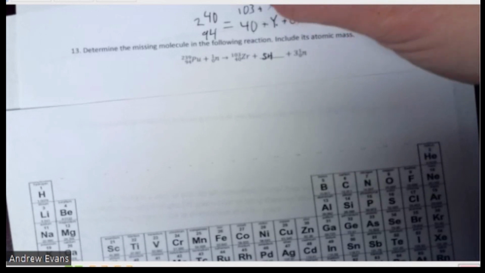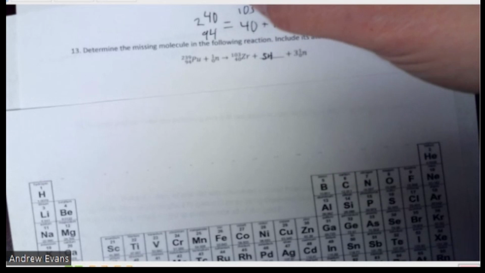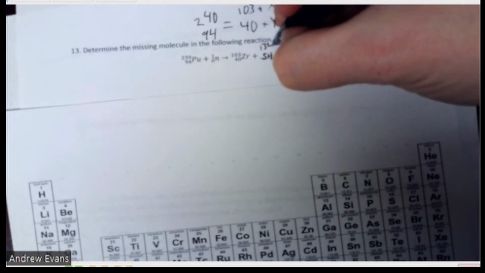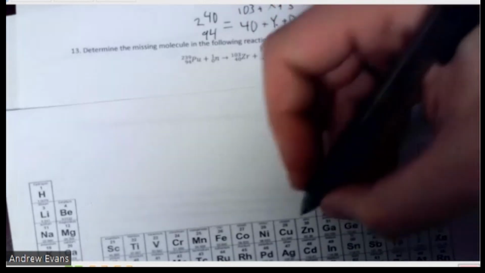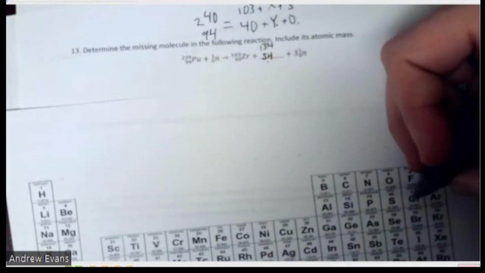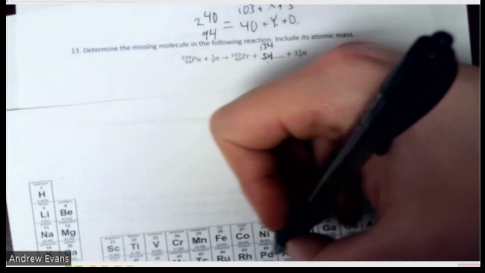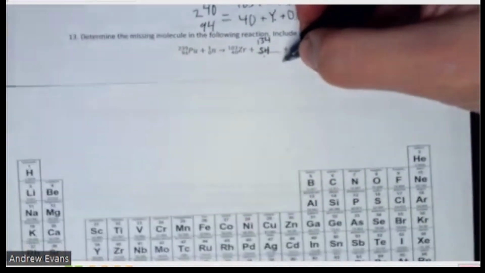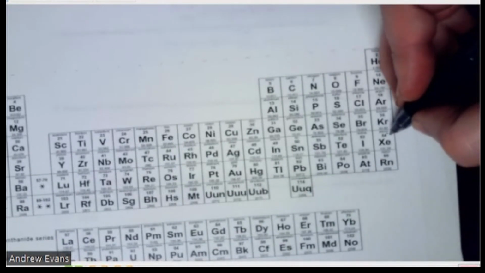So y has to be 54. 103 plus 3 is 106. 106 plus x has to equal 240. So that would have to be 134. So 54 tells us what element it is. Look on the table. 54 is xenon. Can't really see, but xenon is right here. 54.